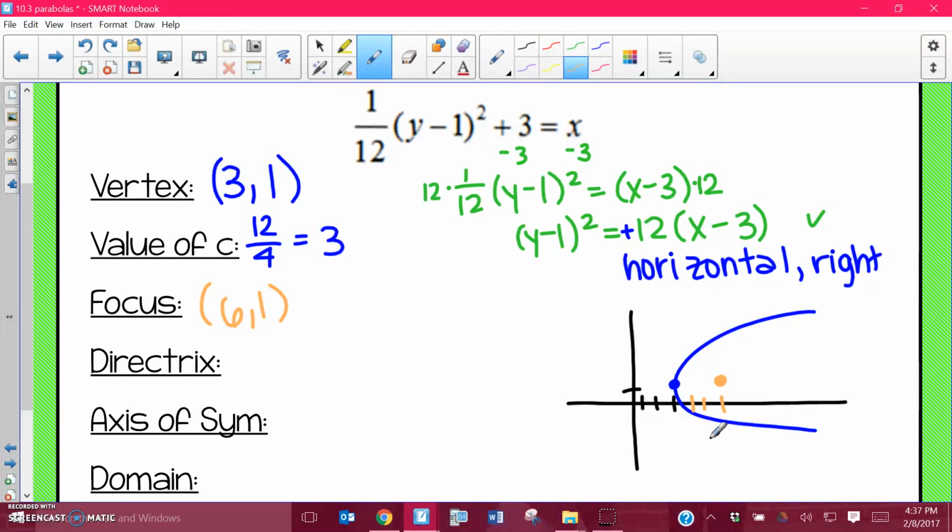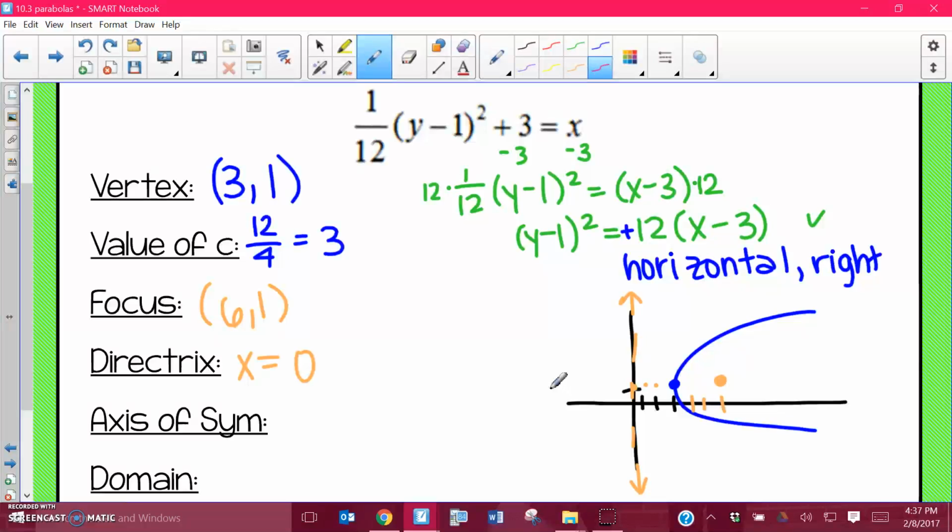Okay, now I'm going to look at my directrix, and it goes 3 the opposite direction. So it's going to go 1, 2. Hey, look, I'm actually on the axis this time. And again, this one's a vertical line because this guy is opening out. A vertical line is an x equals, and that's at x equals 0. So that's how I find my focus and my directrix.